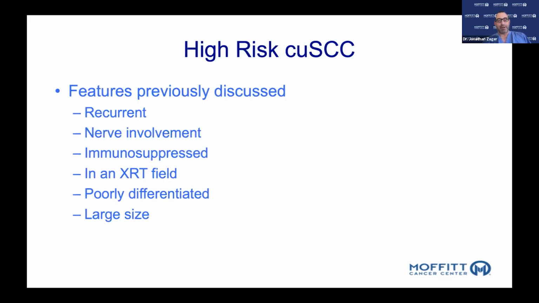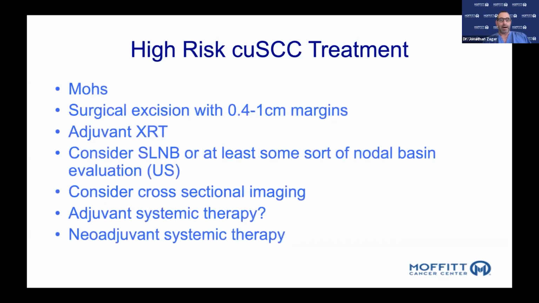So these are high-risk features: recurrent, involving nerves, in an immunosuppressed population, in a previously irradiated field, those tumors that look really ugly under the microscope, large size, deep invasion. So what do we do with these tumors?